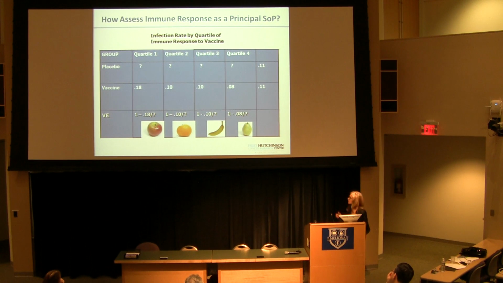Okay, so then here's some fruit: apples, oranges, bananas, and pears. And so what we want to estimate by the value of S, we want to be able to estimate vaccine efficacy by quartile. But of course, there are some question marks here, because we don't know what the rate of infection is in the placebo group in that quartile.